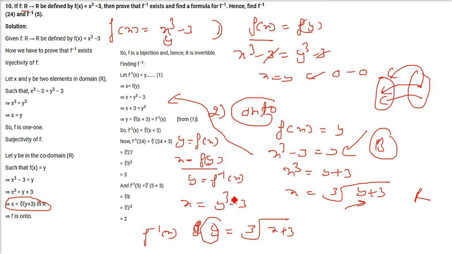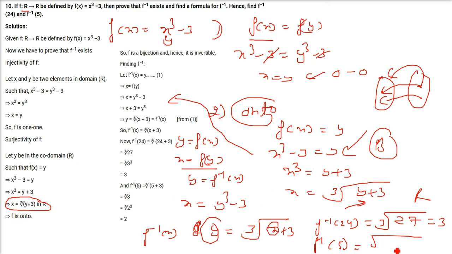So now we have to find out the values. So f inverse 25 we have to find out. So just put 25 + 3, that is 28... correction, we put x = 24: 24 + 3 is 27. 27 is simply 3 into 3 into 3, 3³ to the power 1/3, so you get 3. And when you put 5, it will be 5 + 3, that is going to be 8. The cube root of 8, that is the cube root of 2³, is going to be 2. So one is 3 and one is 2.